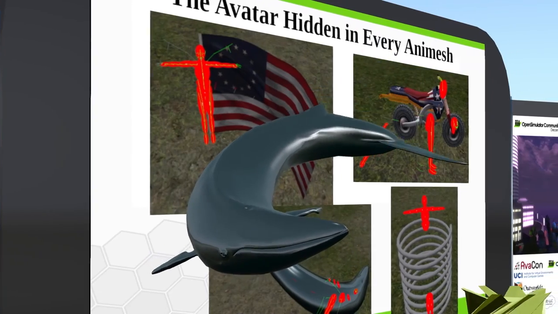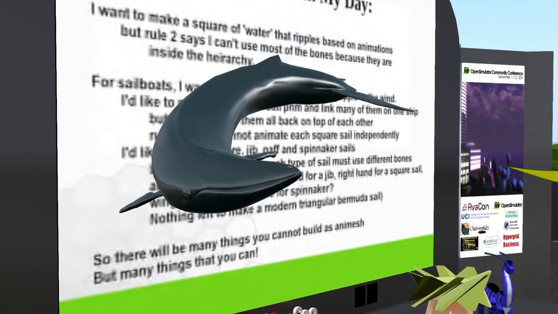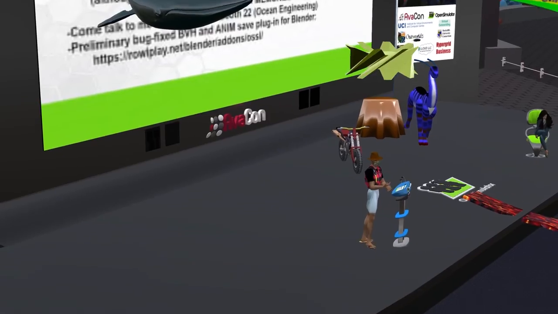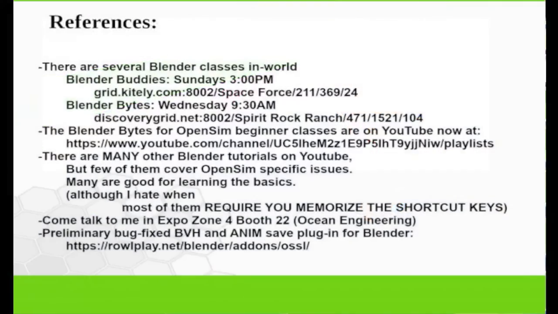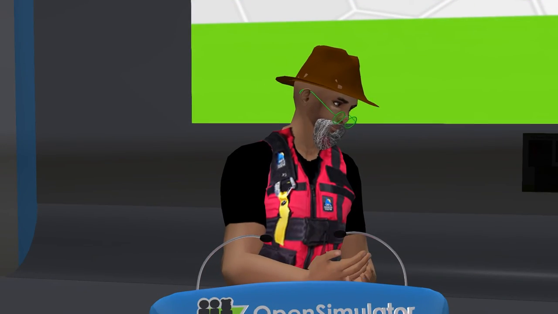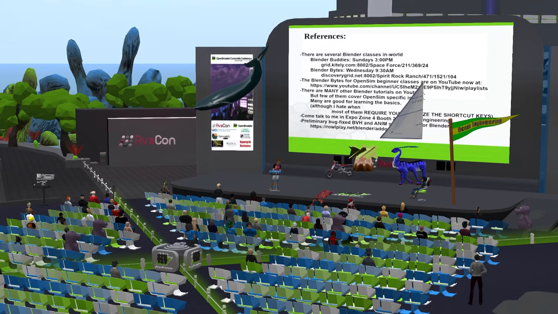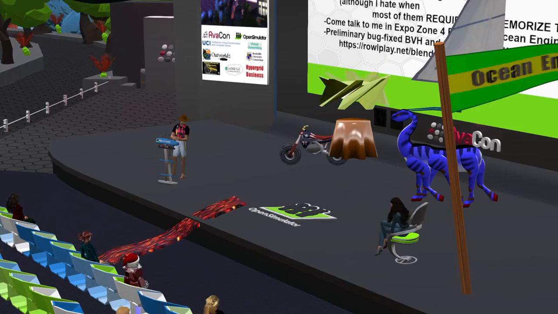So these rules, they make my job miserable, because there's all sorts of things I want to do that an avatar doesn't need to do, but that means Animesh isn't allowed to do it. This is supposed to be a sail for a sailboat, and it's flapping in the wind. So I thought this was going to be great. I would build a tall ship. I would put 14 sails on it. All of the sails would be flapping in the wind, and life would be great.